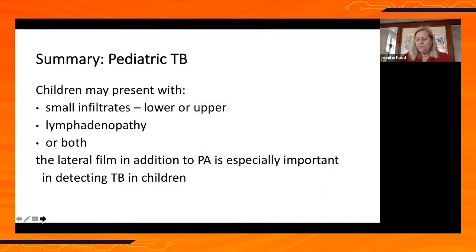So in summary, children, in contrast to adults, may present with a small area of infiltrate in the lower or upper lobe, adenopathy alone, or both. The lateral film, in addition to the PA, is especially important in detecting TB in young children.